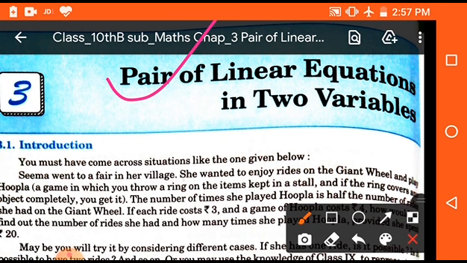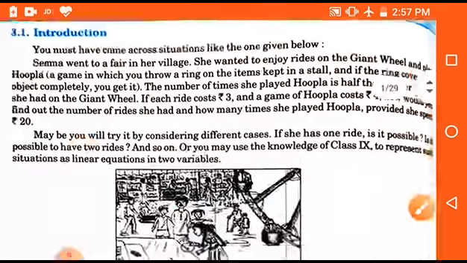So this is an important chapter, and it is not only important for the board examination, it is also important for competitive examinations. So you have to study this chapter very carefully. This chapter will contain at least two videos because it is too long, so we have to understand it very clearly. So students, the first part of this chapter is given as follows.